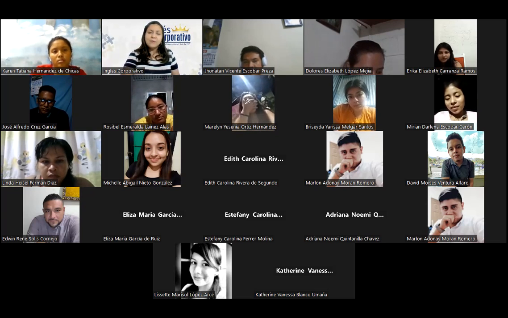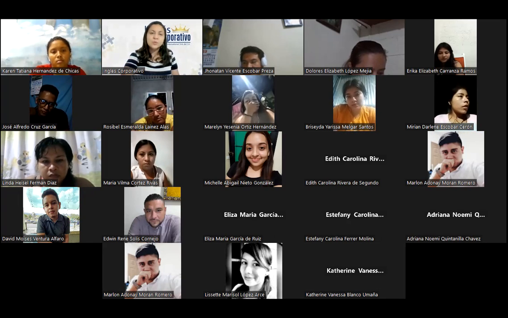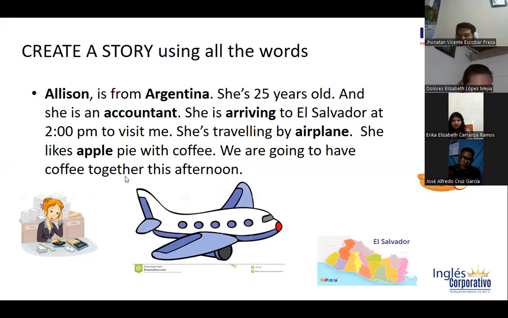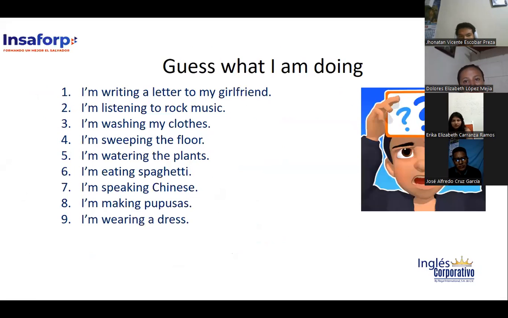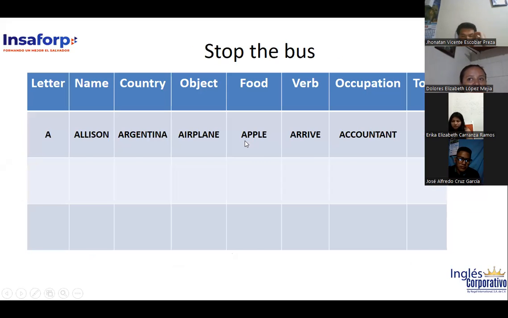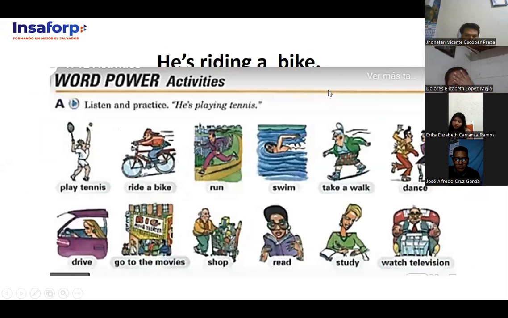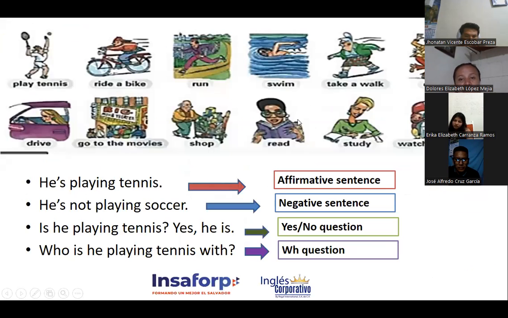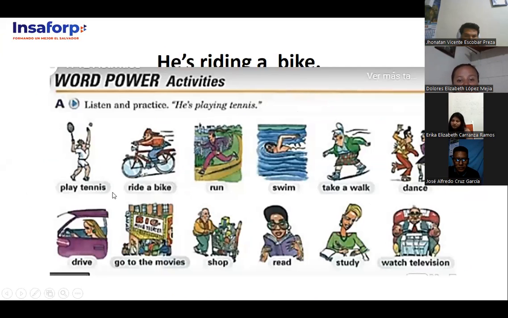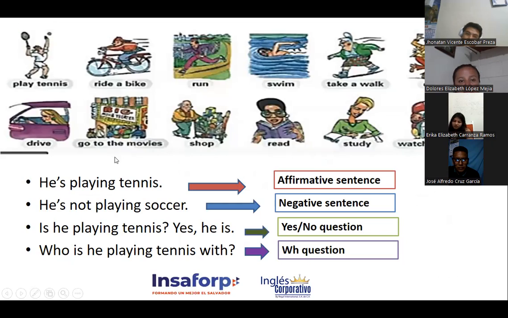Okay, well guys, so today we were practicing in this class. First, we practice the actions happening at the moment, the present continuous. Then we play stop the bus. And we created a story. And then we did a reading exercise to complete, and a grammar exercise with the verb to be. But on Monday, we are going to continue learning about different activities. You have this in your manual, different activities, right?